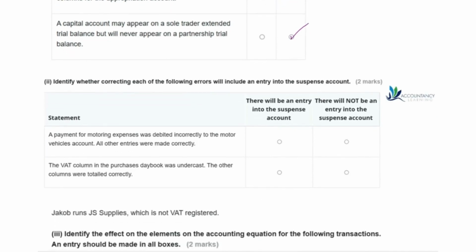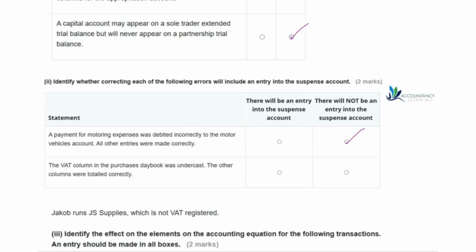Identify whether correcting each of the following errors will include an entry into the suspense account. So the suspense account is there to help us correct errors where there's a one-sided entry or an entry that doesn't balance. A payment for motoring expenses was debited incorrectly to the motor vehicles account. All other entries were made correctly. So we won't need an entry to the suspense account to correct this one, as we will literally debit and credit between the motor vehicles and motor expenses account to correct.